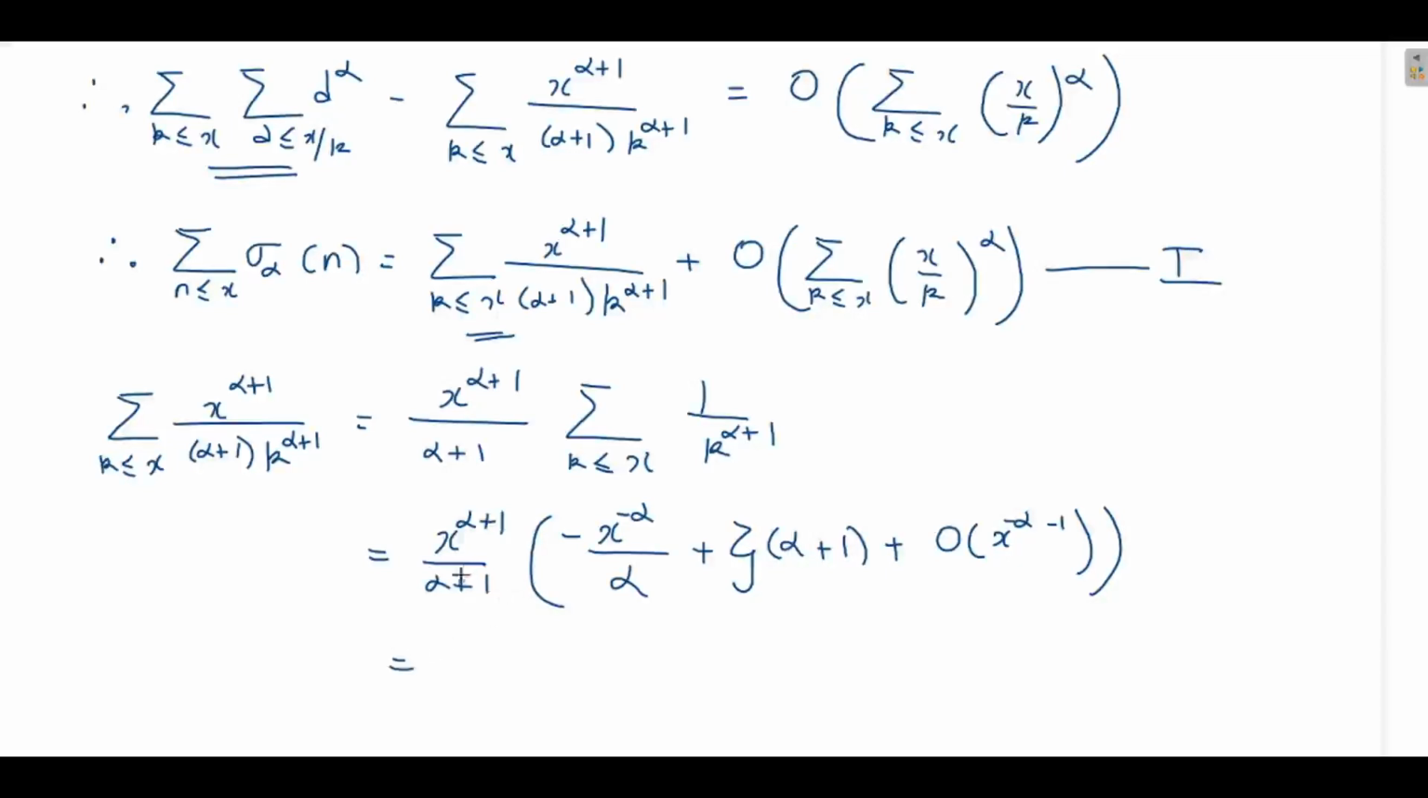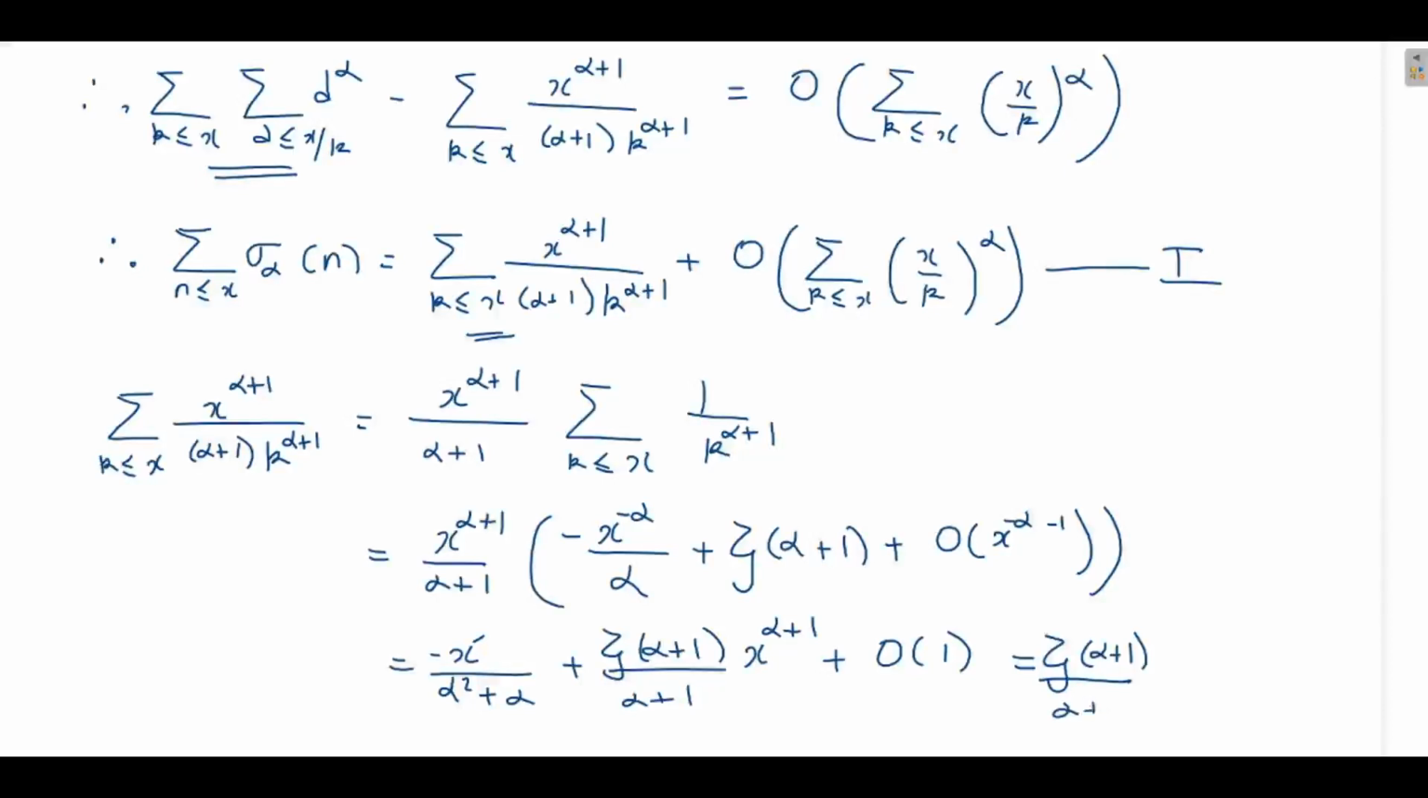Okay, so take this inside, you will get x raised to, your plus alpha minus alpha will cancel, you will get x, so minus x upon alpha square plus alpha, plus you have zeta of alpha plus 1 divided by alpha plus 1 x raised to alpha plus 1 plus this will be big O of 1, because you can again multiply inside as we have argued earlier. Okay, so here you can see this term is big O of x. Also anything that is big O of 1 will be big O of x. So this will be zeta of alpha plus 1 upon alpha plus 1 x raised to alpha plus 1 plus big O of x. Okay, so that's what you get here.